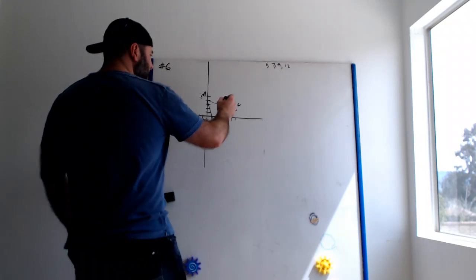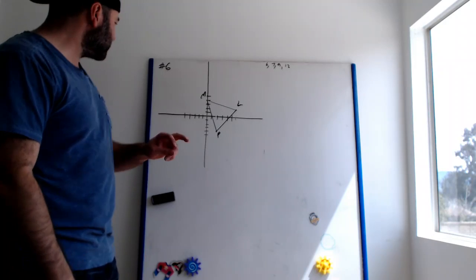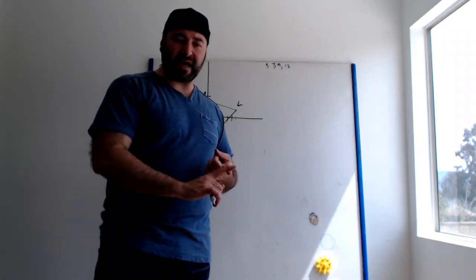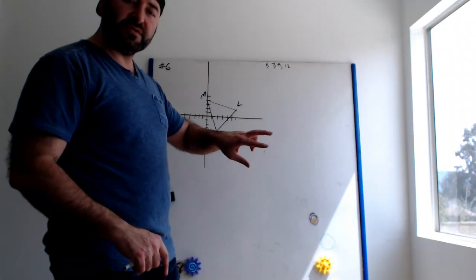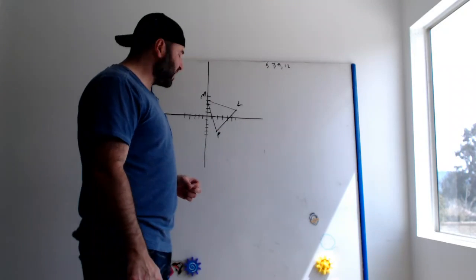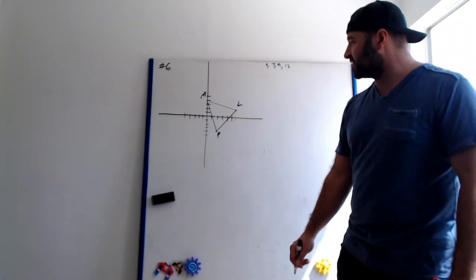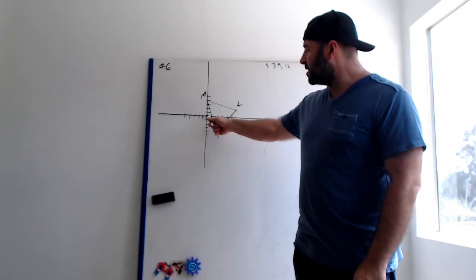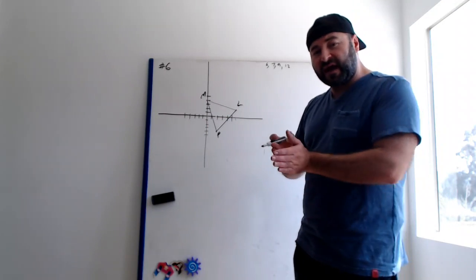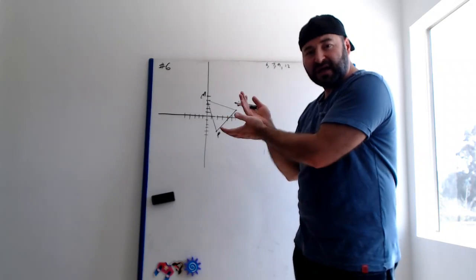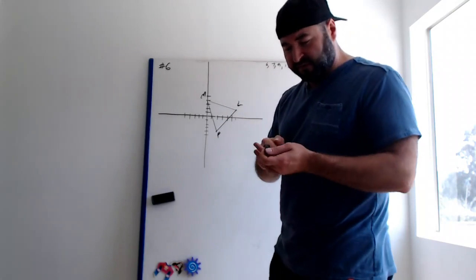We have M, L, P. On number 6, we're asked to do two different things. One, dilate from the origin by a scale factor of 1/2, and then also rotate counterclockwise by 90 degrees. Okay, so let's first go over the dilation. If we're dilating from the origin, we want to know where each point is in comparison to the origin, and then we cut the x movement and the y movement in half, since our scale factor is 1/2.